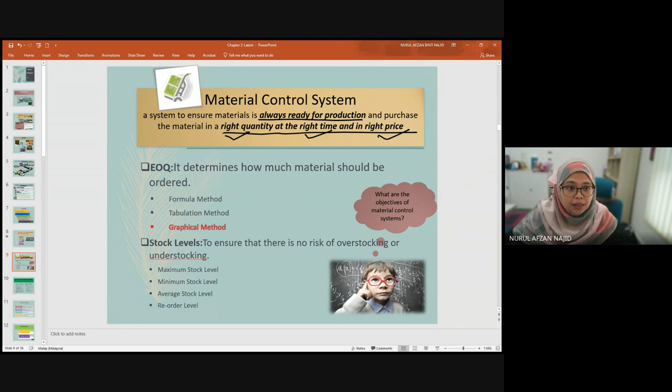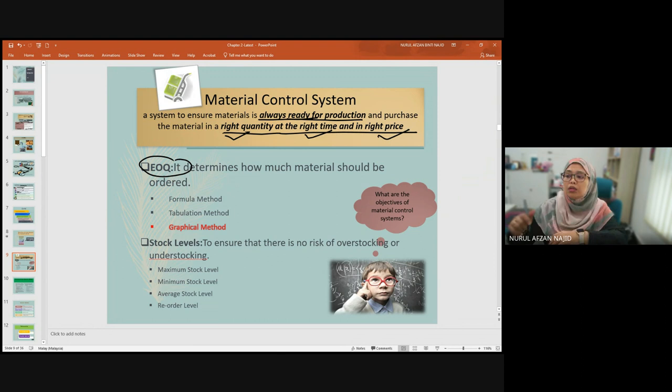So, bagaimana kita nak pastikan material itu always ready for production? There is two methods. Yang pertama, kita ada EOQ. EOQ is the economic order quantity. Economic itu sendiri kita boleh define sebagai right quantity at right time and in right price. Economic, very economical. Okay, so EOQ, right?